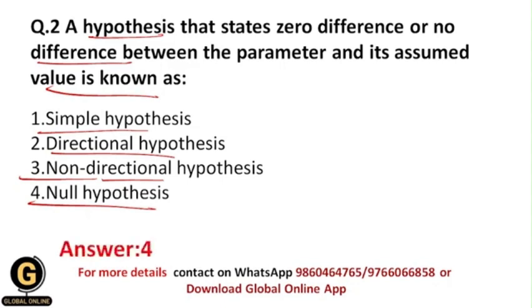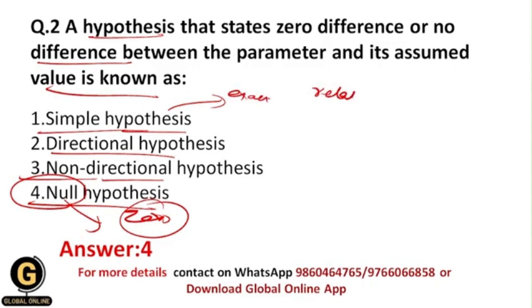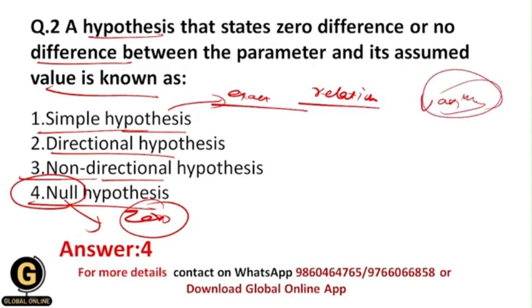So you can familiarize the word null. The meaning of null itself is zero. Okay, so it means that there is zero difference or zero relationship between the parameter and its assumed value. Okay, what is simple hypothesis? Basically, simple hypothesis states the exact relationship between the variables. Okay, whatever relationship between the variables is already there, the exact relationship is going to be stated by simple hypothesis. Okay, now what is directional hypothesis?